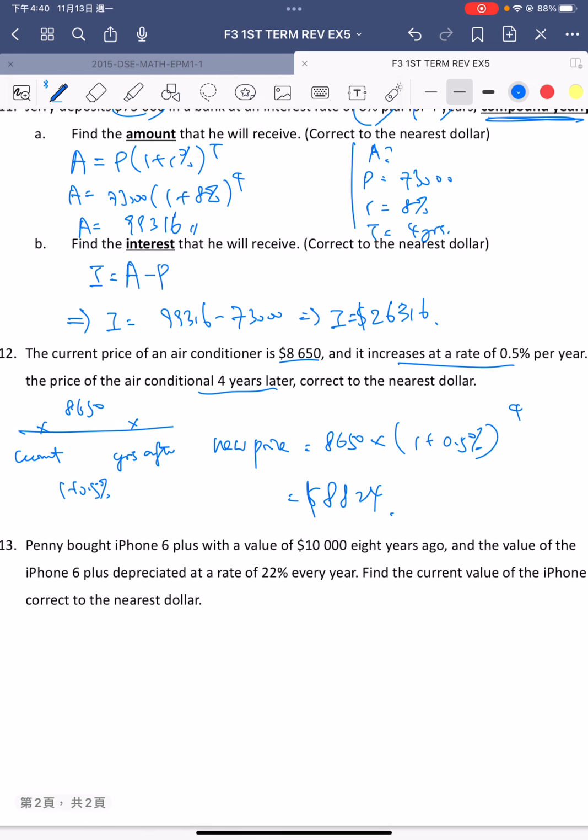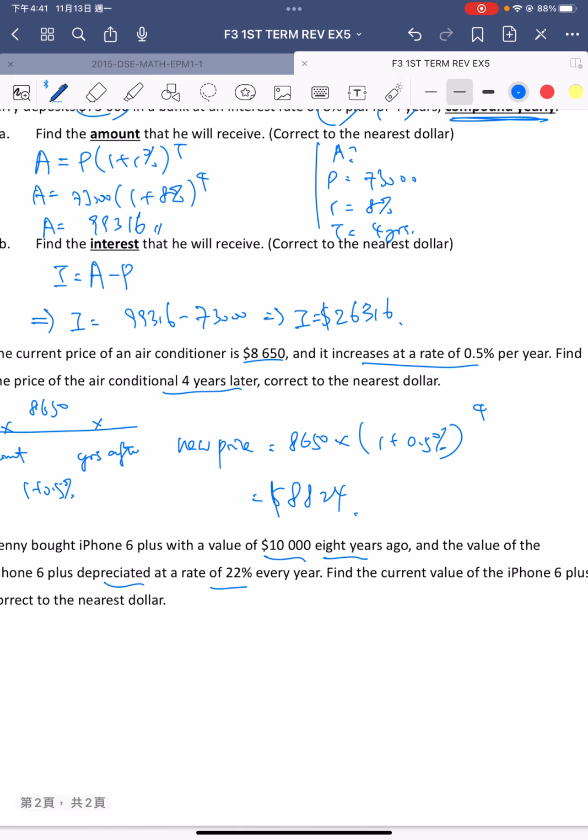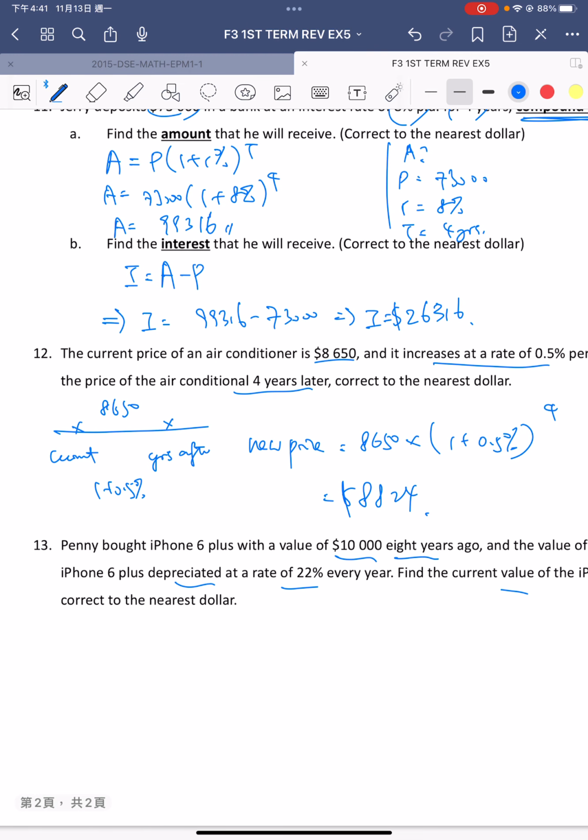So for the last question, Penny bought the iPhone 6 Plus with a value of 10,000, 8 years ago. The value of the iPhone is depreciated, so the price is decreasing at a rate of 22%. So find the current value. So actually we have two timelines: the timeline which is 8 years ago, and the timeline which is the current. As we know, the price 8 years ago is 10K, and what we want to find out is the current value, and it's depreciating, so it's 1 minus 22%.